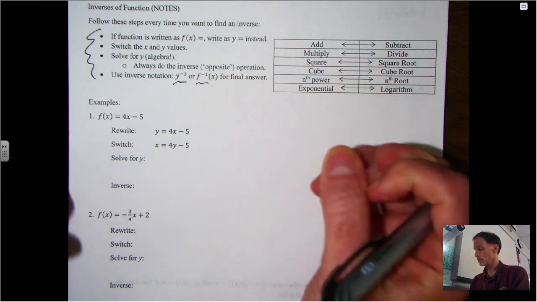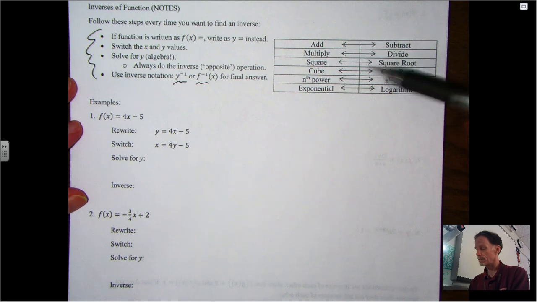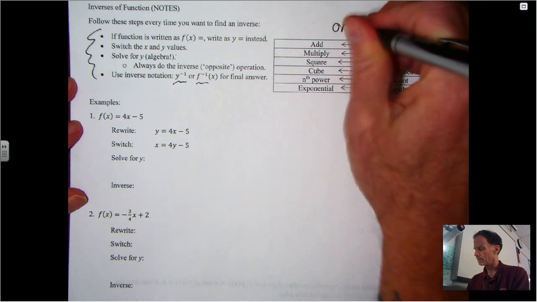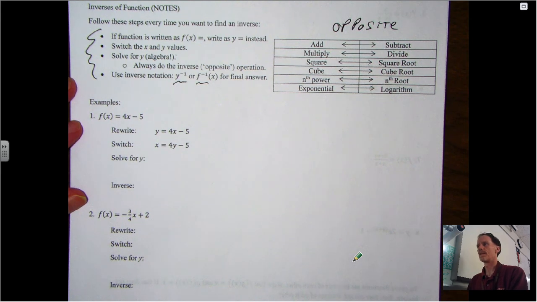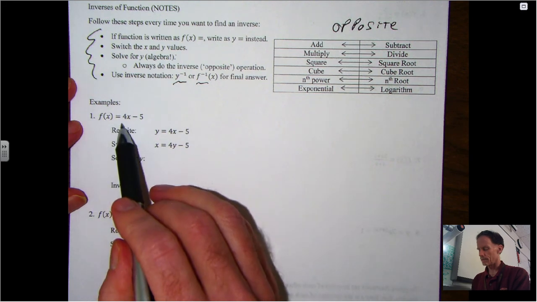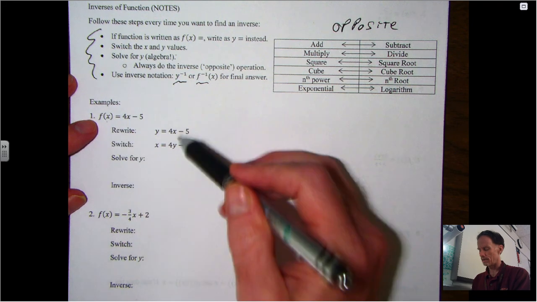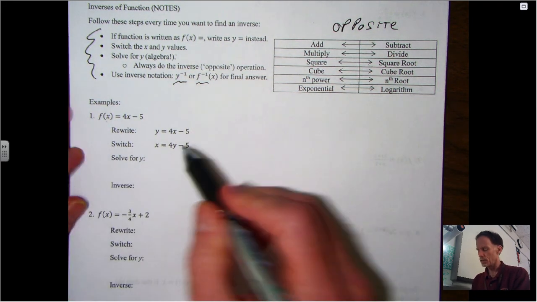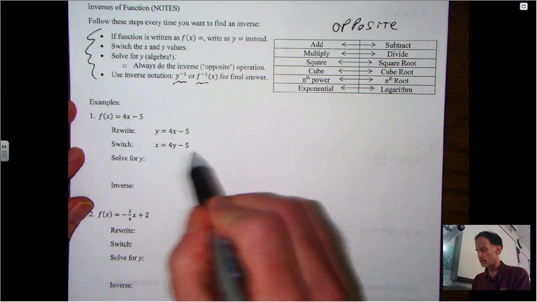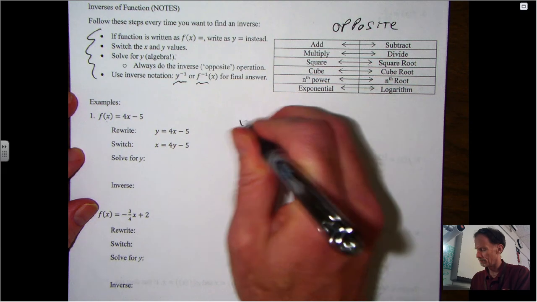Okay, so I'm going to jump right into it. Again, this is your table of opposites, your opposite operations. It's just knocking some rust off some of the algebra. So my first one, f of x equals 4x minus 5. I did the first couple of steps for us. Function notation, I'm going to write it as y, not change anything. When you switch, you literally switch the x and y values. Now we're going to solve this for y. I'm going to do this over here to the side so I can have some more room.